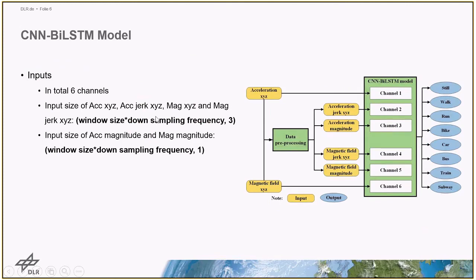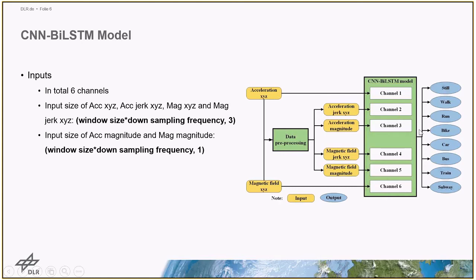After data pre-processing, we start to build up the model. The figure shows the overall structure of our model. There are six input data: acceleration data from the XYZ axes, acceleration jerks from the XYZ axes, acceleration magnitude, and the same for the magnetic fields. So in total, 6 channels are in our model. And finally, the samples are classified into 8 modes.